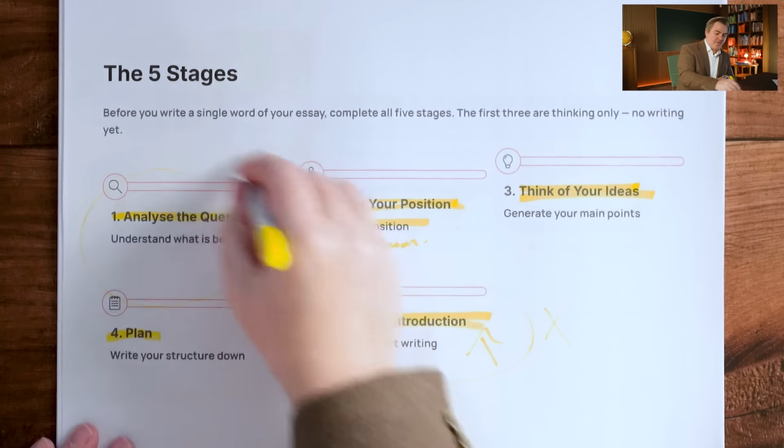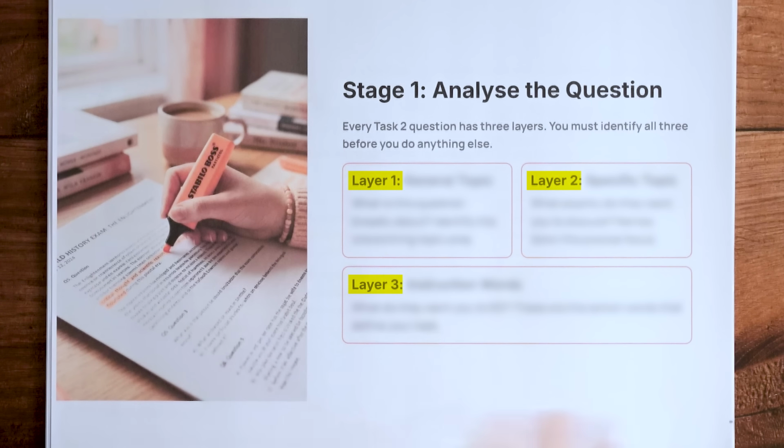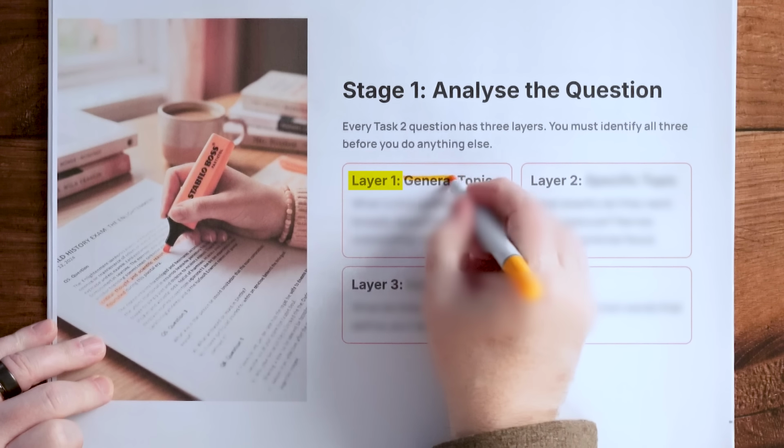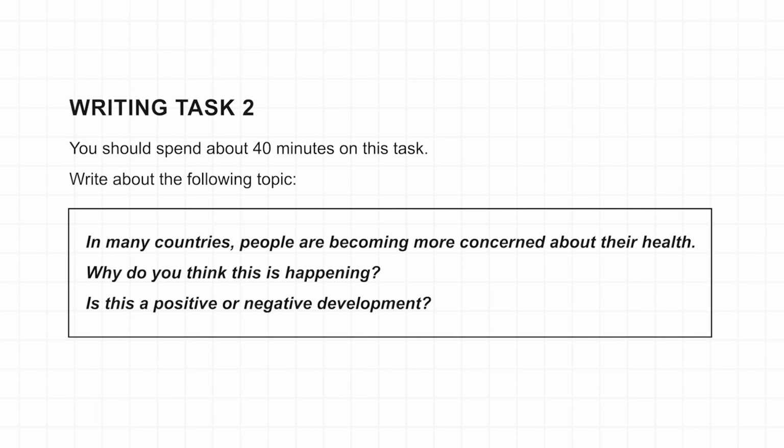So let's look at the first part, which is analyze the question. There are 3 layers to analyzing a Task 2 question, and this applies to any Task 2 question. Layer number 1 is where students spend most of their time, and this leads to huge problems. Layer 1 is the general topic. So let's say the question is about health.